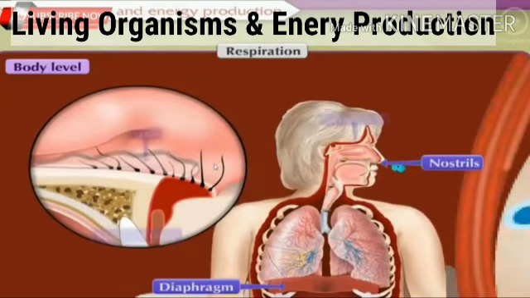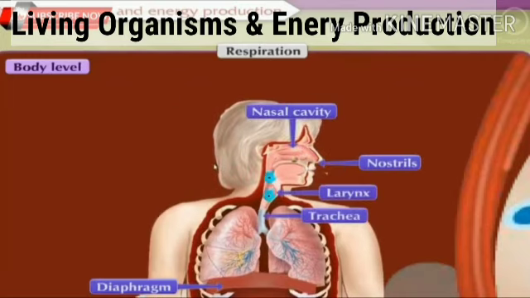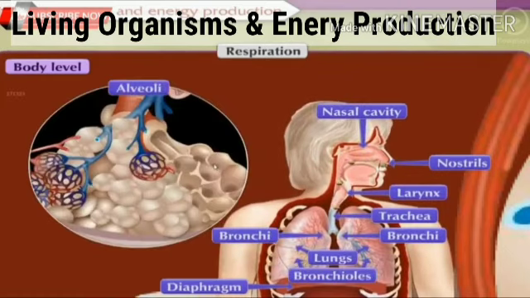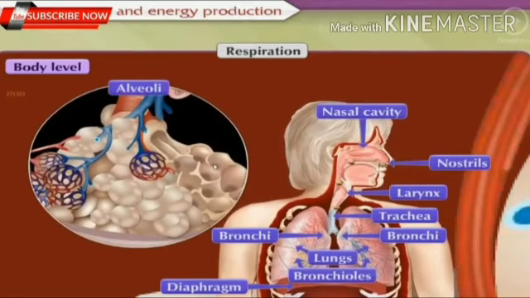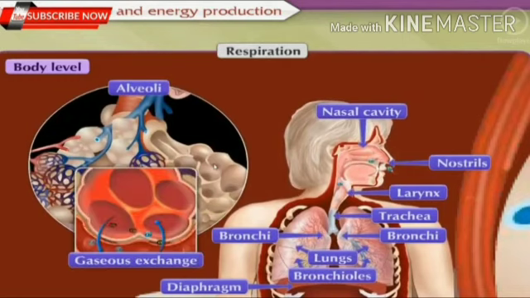There are different organs of this respiratory system, for example, nostrils, nasal cavity, larynx, trachea, bronchi, lungs and alveoli. Let us learn the process of respiration. When the diaphragm contracts and moves downwards, air is taken into the body through the nostrils, means nose. After that, this air enters the nasal cavity and then the larynx and moves into the trachea. The air further passes into two bronchi, one in each lung, and further into the bronchioles.